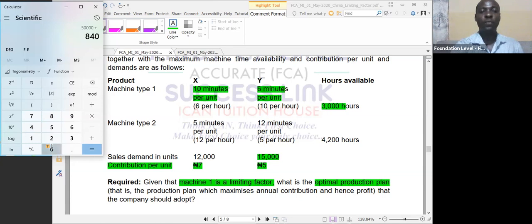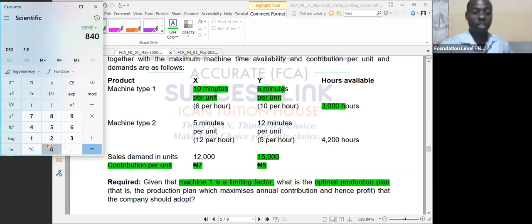So when you add 84,000 to it, what you have here is 134,000 naira as your contribution. So can you see that 134 is smaller than 138?